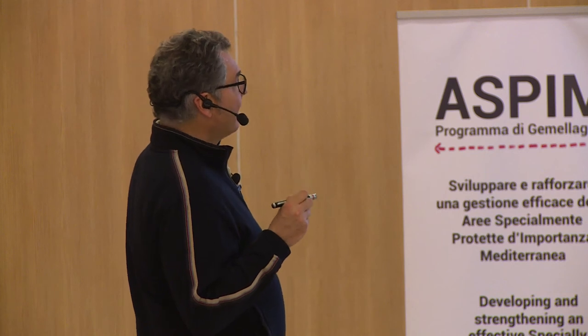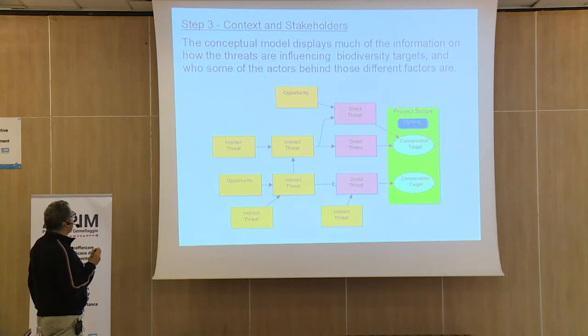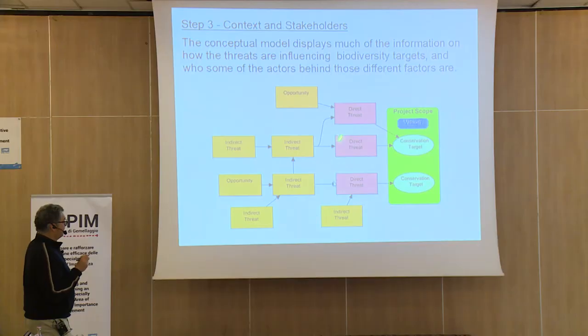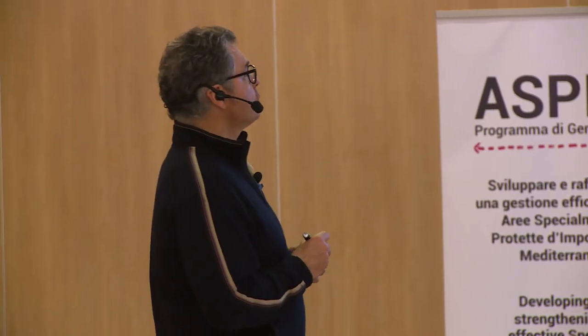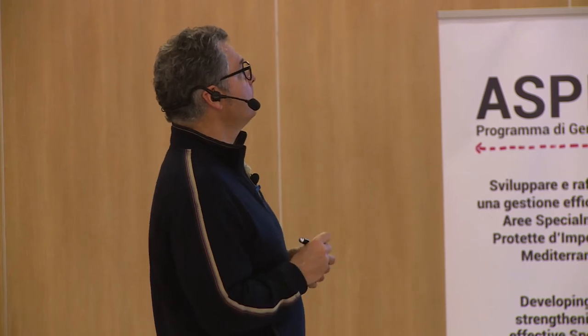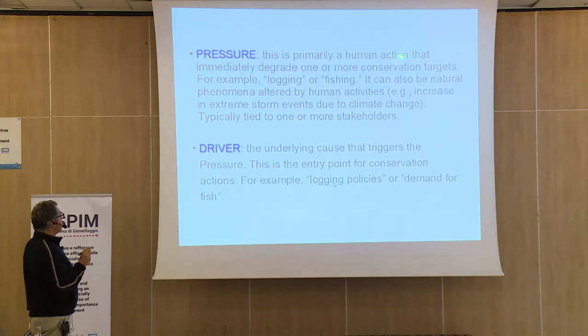It is the way to graph, to represent how the threats are influencing the biodiversity targets and who some of the actors behind these different factors are. You got the pressures, the drivers, but also the opportunities. Two definitions, what we understand by pressure: a human action that immediately degrades one or more conservation targets. For example, logging or fishing.